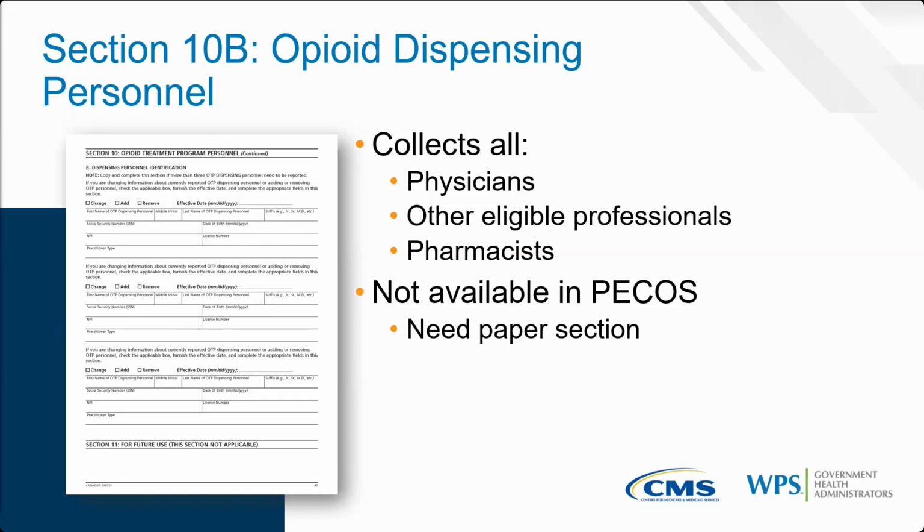Section 10B is very much the same, but we're looking for dispensing personnel. Depending on what category they fall into, we need to know the personnel that are going to be interacting with those patients as either treatment or dispensing for an opioid center. And same thing, it's not available in PACOS, so we would need that paper section uploaded. The system is not going to make you aware that that section doesn't exist. It's just a change that CMS has chosen to hold off on until PACOS 2.0, but we have the workaround.